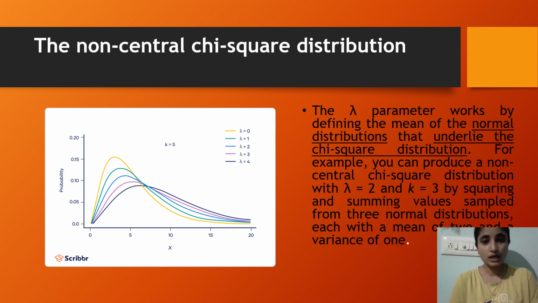The lambda parameter works by defining the mean of the normal distributions that underlie the chi-square distribution. For example, you can produce a non-central chi-square distribution with lambda equal to 2 and k equal to 3 by squaring and summing the values sampled from three normal distributions, each with a mean of 2 and a variance of 1.